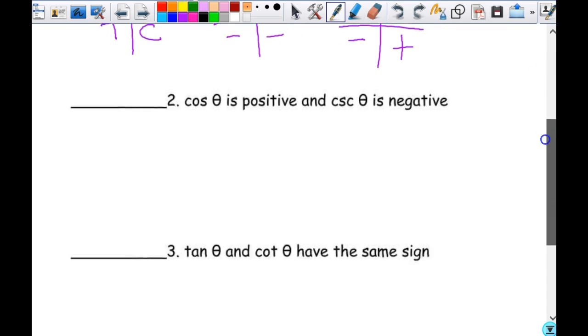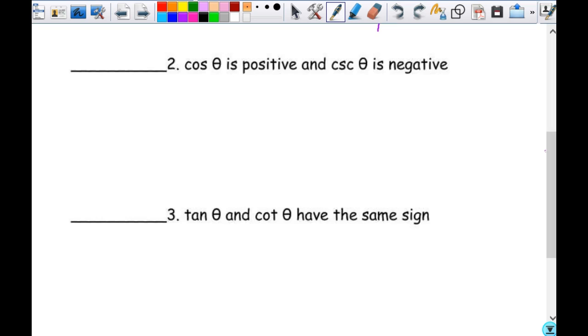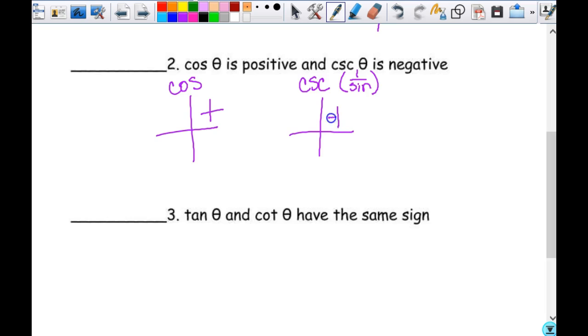All right, so let's look at the next one. I'm not going to do the All Students Take Calculus part of it, but I am going to do 2 of them. I'm going to do one for cosine. They're all positive here. One for cosecant. Cosecant is the reciprocal of what? Sine. So this is 1 over sine. And then it's all positive there. So I know that that's true for all of them.